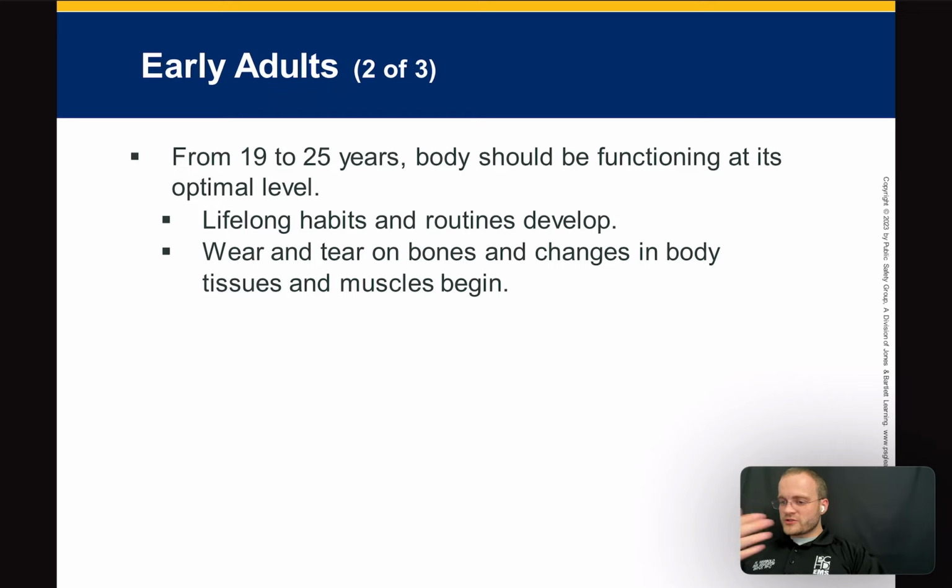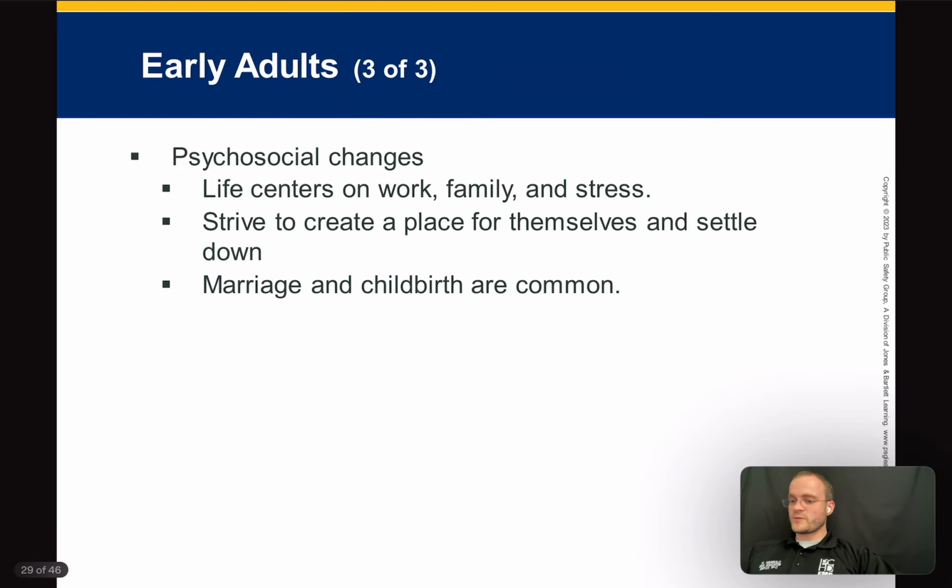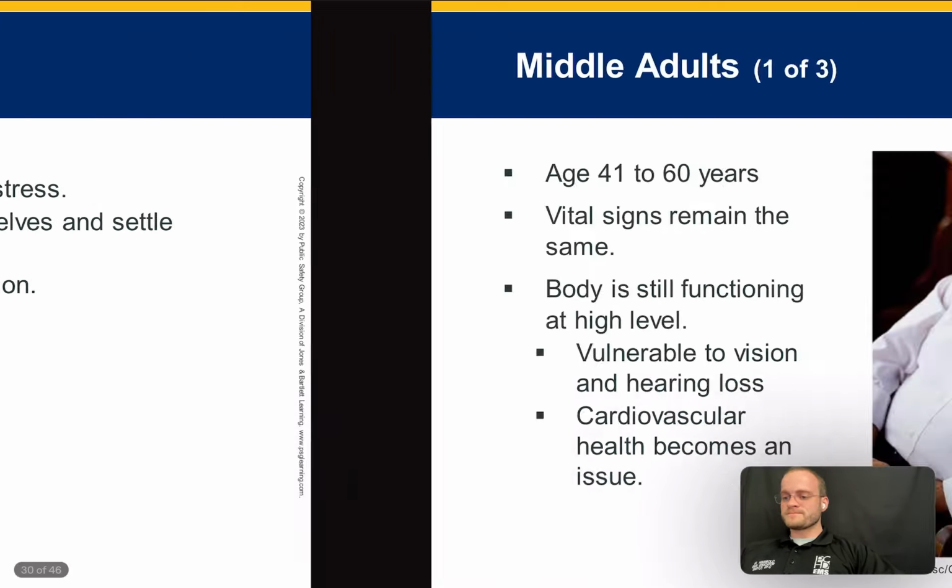So wear and tear on the bones and the muscles will begin, and then basically the body starts getting worn out. That's what happens. In an early adult, which is age 19 to 40, your life really centers on school, work, family, stress, right? And you're striving to create a comfortable place to live and settle down in. You may choose to have marriage or childbirth. That's rather common at this age. But the idea is, especially as Westerners, Americans, we tend to focus on school, work, and then family.